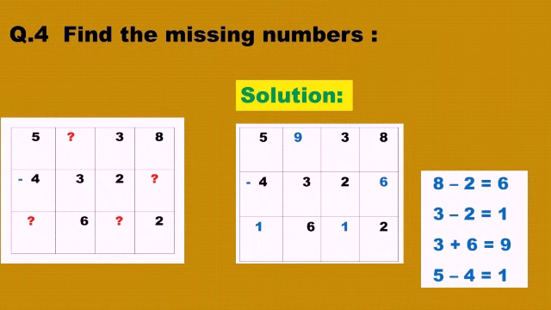And next is the next column. The question mark is in the difference place. So we have to find out the difference. That means 5 minus 4 equals 1. So this way we can solve this type of sum.